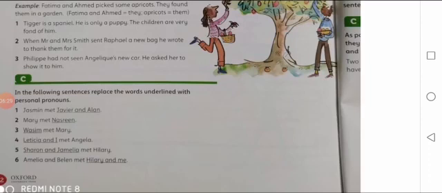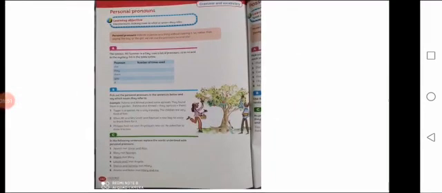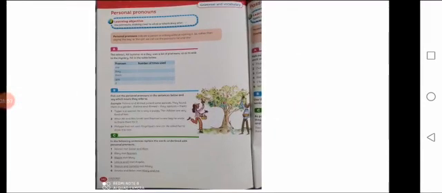Lesia and I met Angela. Then we met Angela. Sharon and Jamila met Hilary. Sharon and Jamila, they met Hilary. Emily and Belen met Hilary and me. Emily and Belen met us. So these pronouns can be replaced with these given nouns. So this page was about personal pronouns. Now come on to the next page.